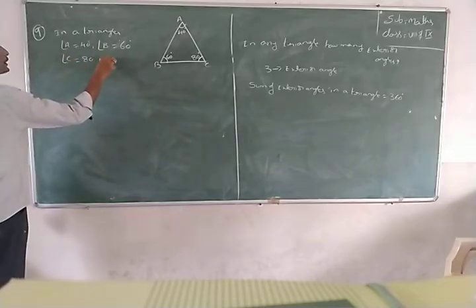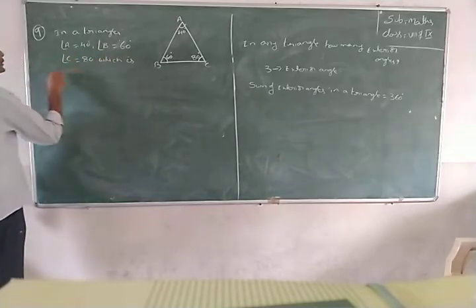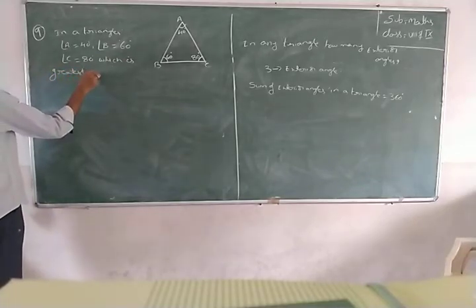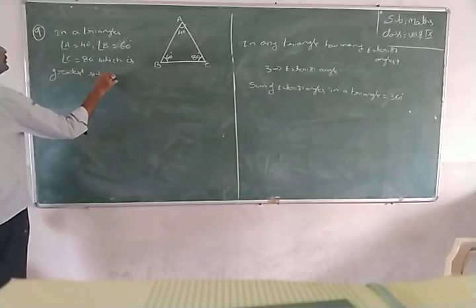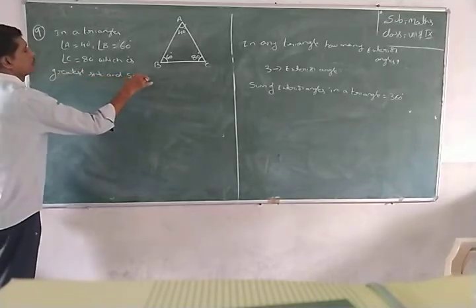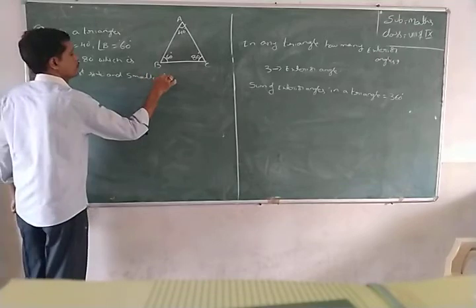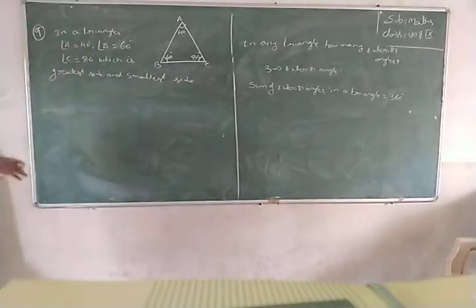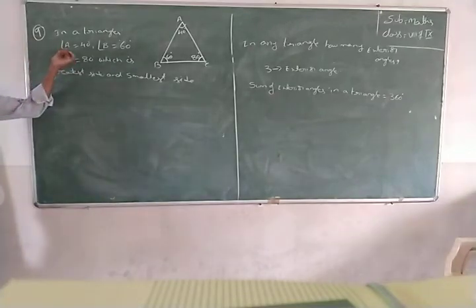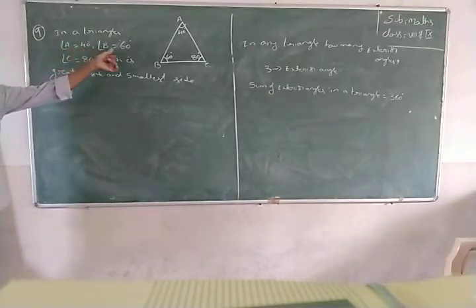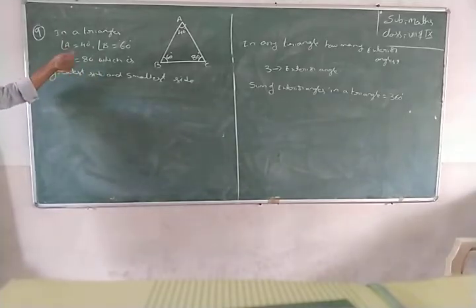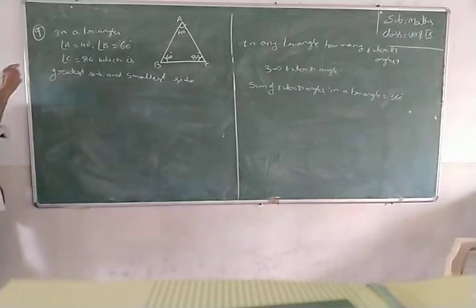Which is the greatest side? And the smallest side? In a triangle, angle A equal to 40 degrees is given, angle B equal to 60 degrees is given, angle C equal to 80 degrees is given. Therefore, which is the greatest side? Which is the smallest side? Therefore, first write the angles.